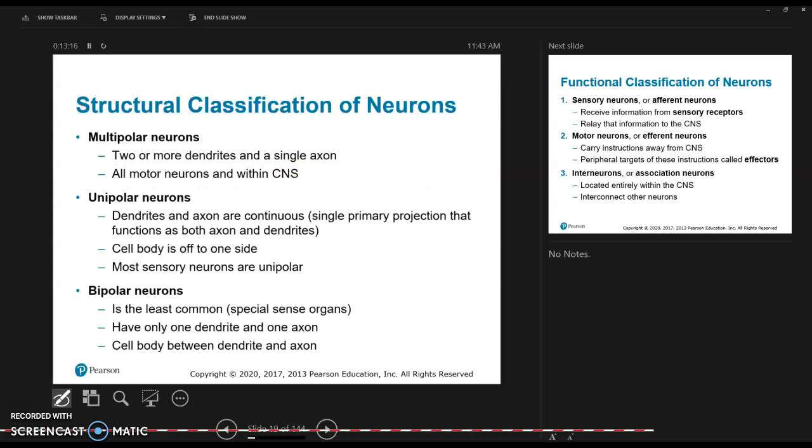These are the different types of neurons. Multipolar is what we just looked at. That means there are 2 or more dendrites and a single axon. All motor neurons are multipolar. So the ones that we saw in the previous chapter were motor neurons. All motor neurons and all the ones within the central nervous system are multipolar. Unipolar means the dendrites and the axon are continuous and the cell body is off to one side. Most sensory neurons are unipolar.